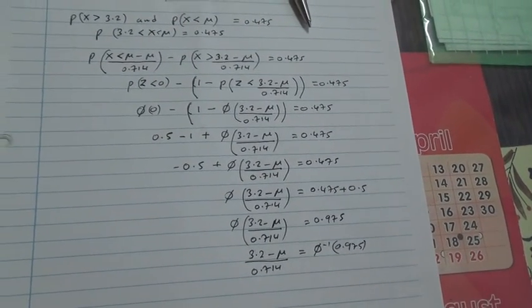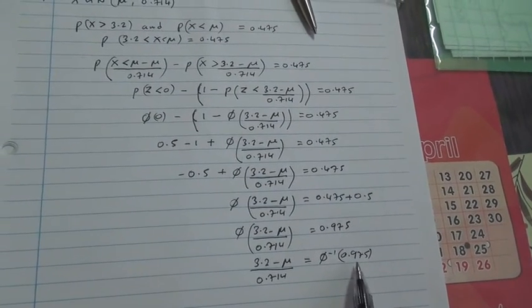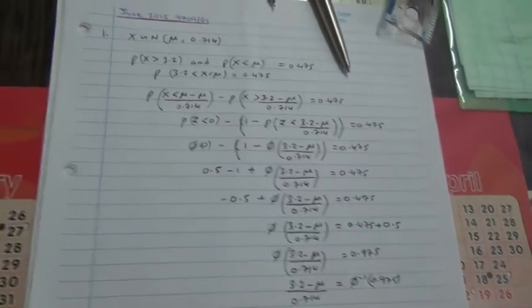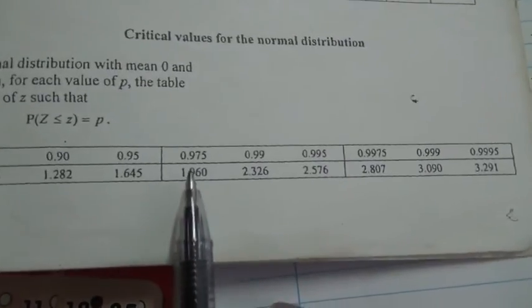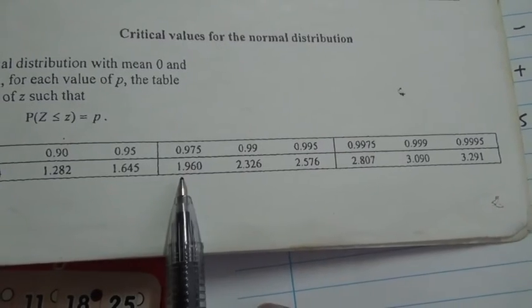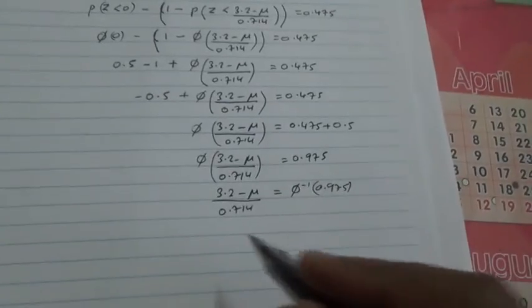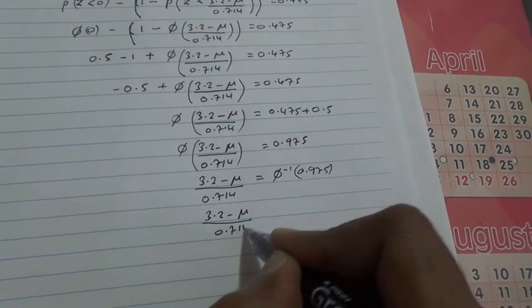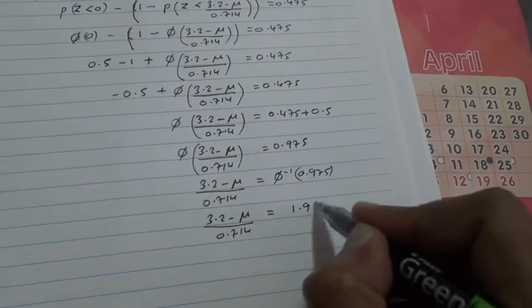What is this from your table of values? I'm going to take the inverse of 0.975, and that gives us 1.960. So 3.2 minus mu over 0.714 is equal to 1.960.